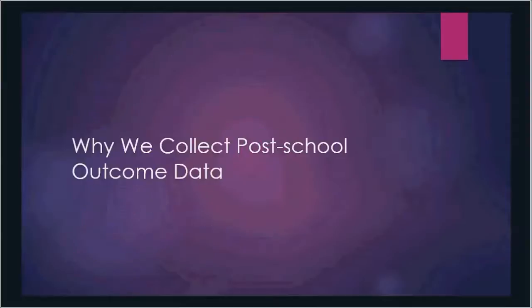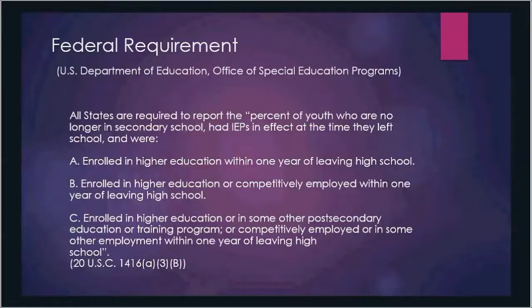So let's talk about why we collect post-school outcome data first. There are several reasons, but the first reason is that it is a federal requirement. The Office of Special Education Programs, or OSEP, of the U.S. Department of Education requires that all states report the percentage of youth who are no longer in secondary school, had IEPs in effect at the time they left school, and were doing one of several things. Were they enrolled in higher education? Were they competitively employed? Or were they enrolled in some other type of education or employed in a non-competitive manner? And those are broken down into 14A, B, and C.